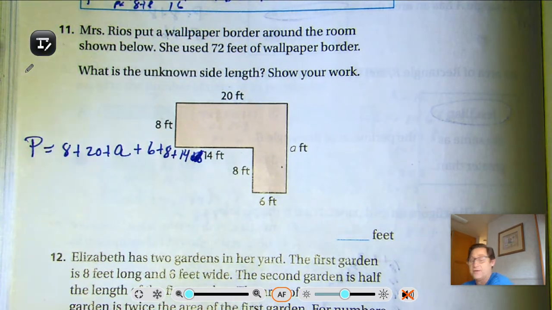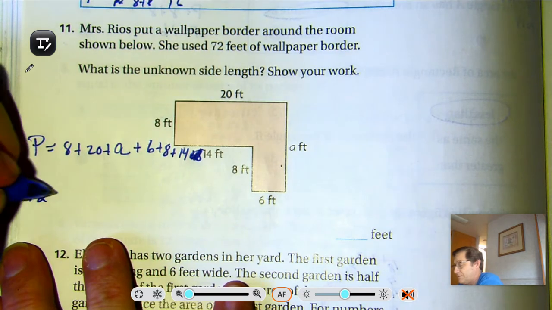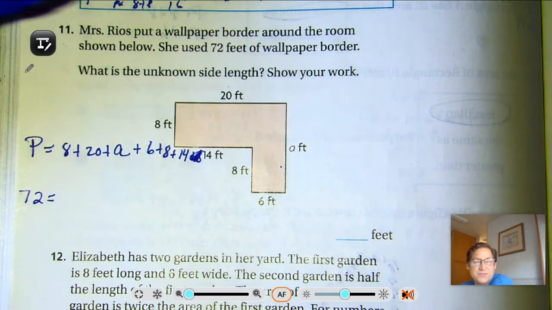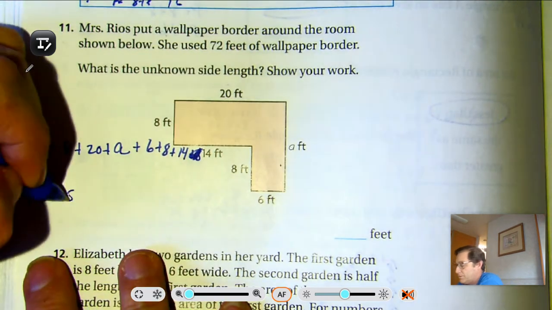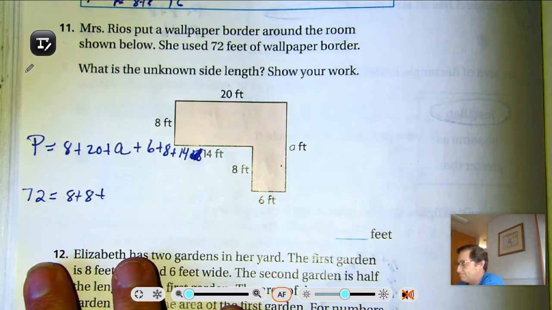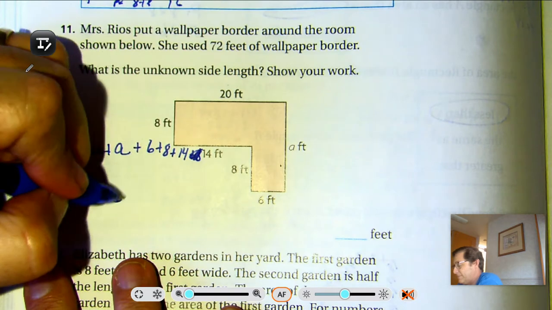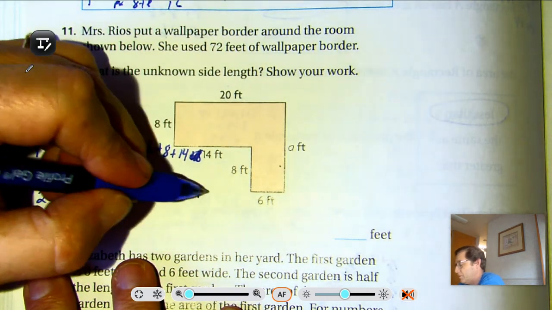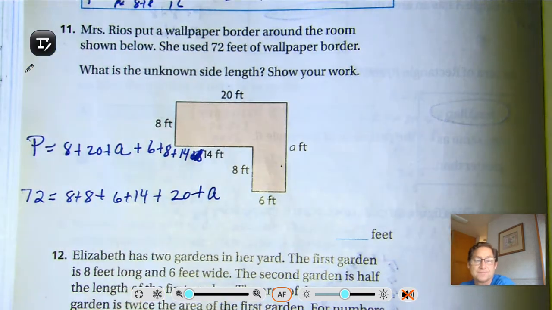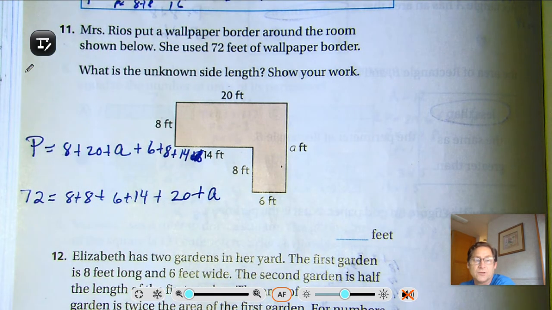All right. Now, they told me the perimeter. The perimeter is 72. Now, can I group these numbers so that they're a little easier to add? I think I'm going to put the 2 8s next to each other. I'm going to put the 6 and the 14 together. And then I'm going to do the 20 and then the unknown side.